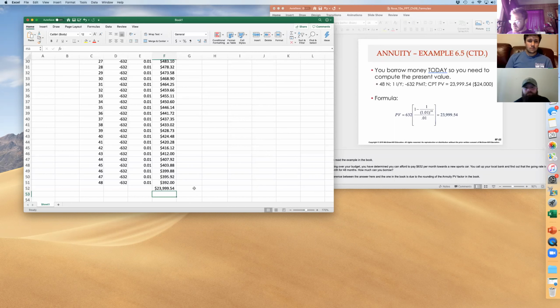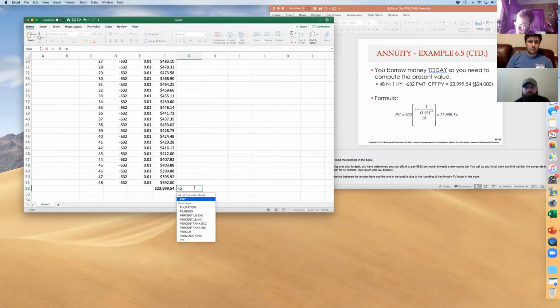So remember, the easy way was equals PV, interest rate was 1% a month, 48 months, minus $632, no future value, and type 0. And you get the same exact answer.